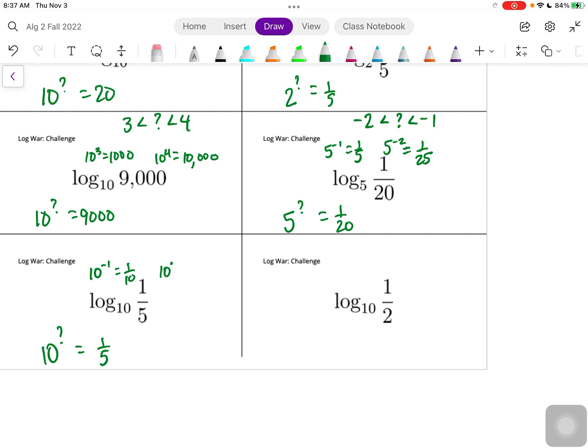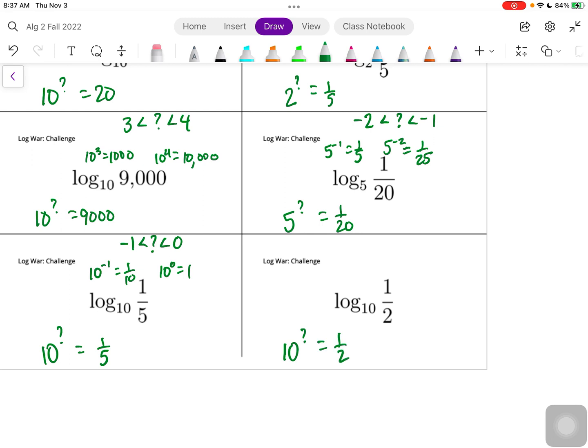And then 10 to the 0 is 1, which is greater than 1/5. So we know it's going to be somewhere between -1 and 0. And then we have log base 10. So 10 to the what is equal to 1/2.